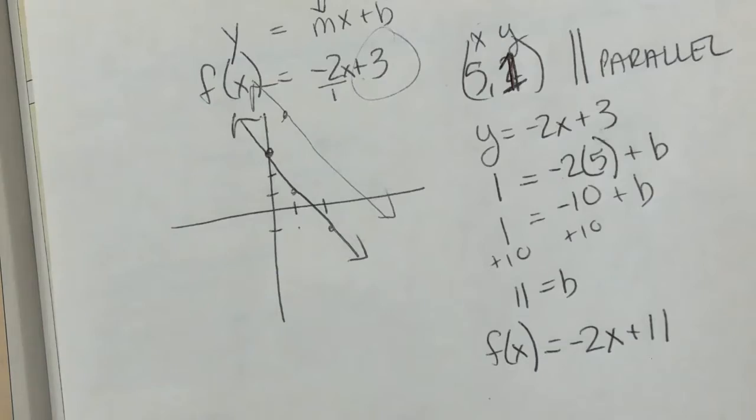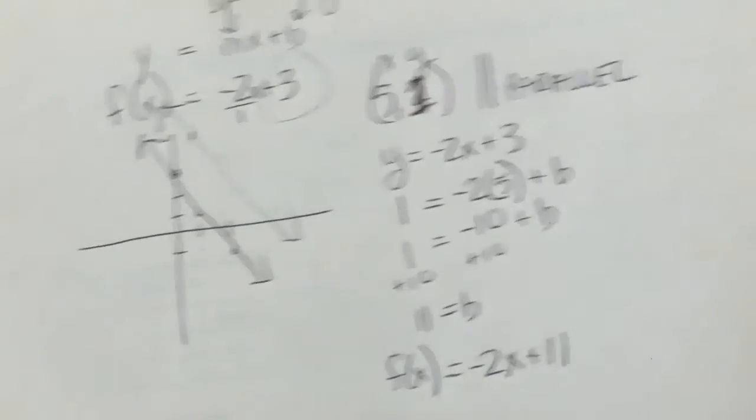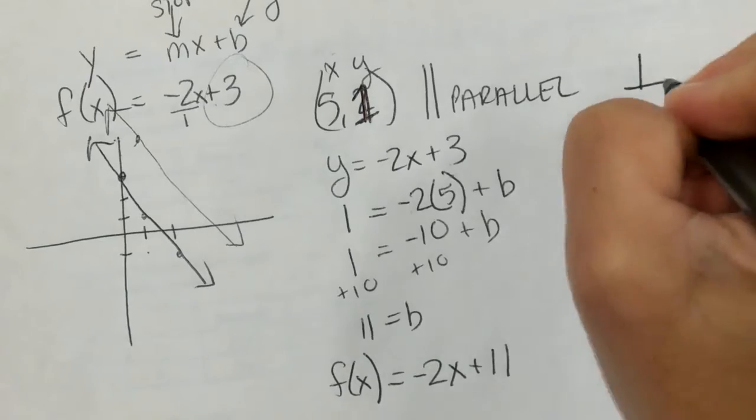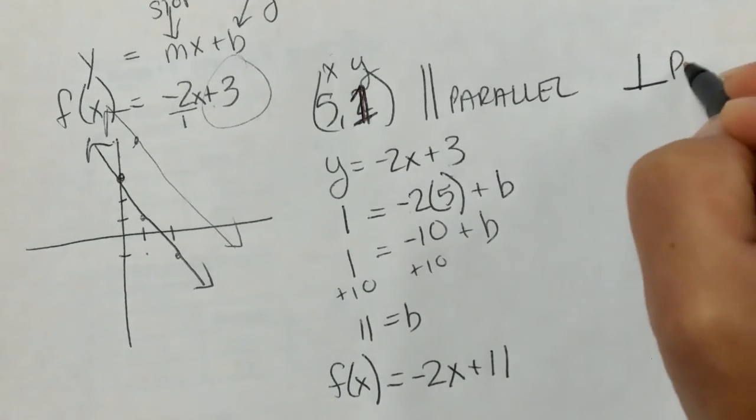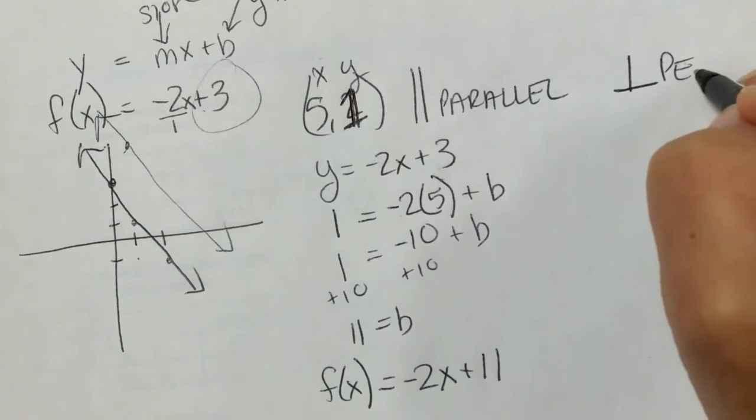So what if we took the same information here and now we're going to write one that is perpendicular. Now we want an equation of this line over here that's perpendicular.